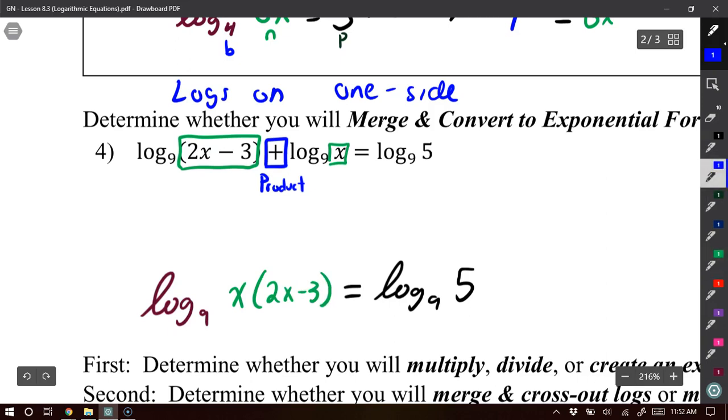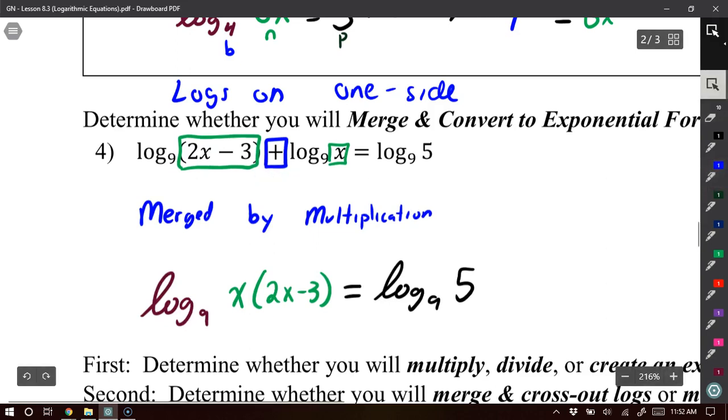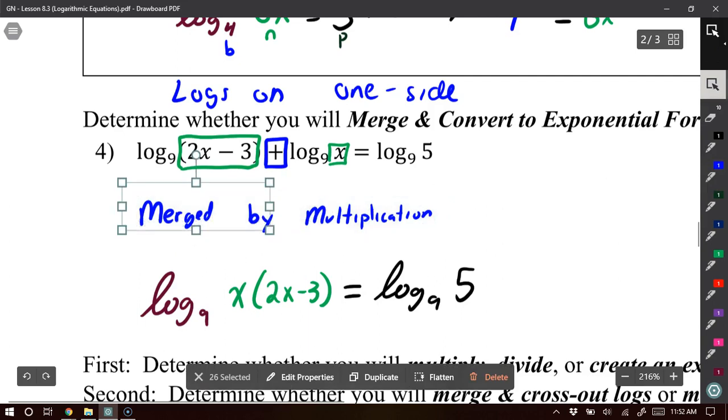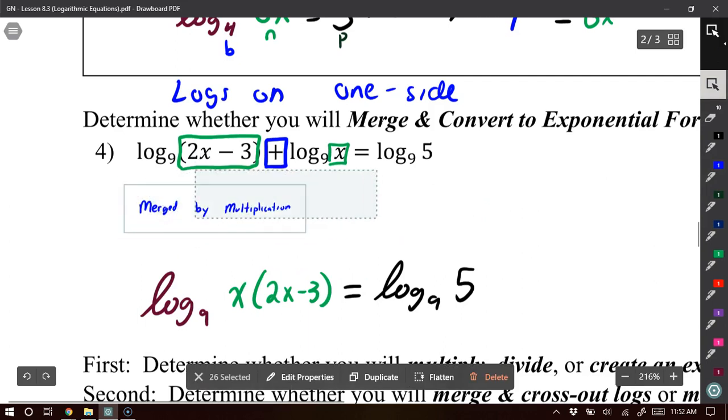So I merged, let's write this down, I merged by multiplication. That is how I merged. Perfect. Now I answer the first part. How am I going to merge them together? I'm going to merge them by multiplying because it's a plus sign. Done.